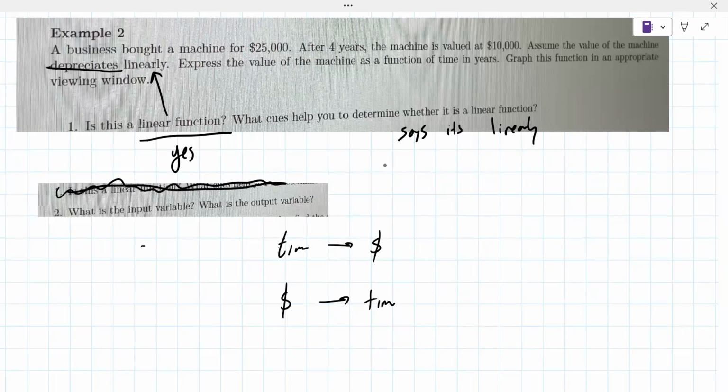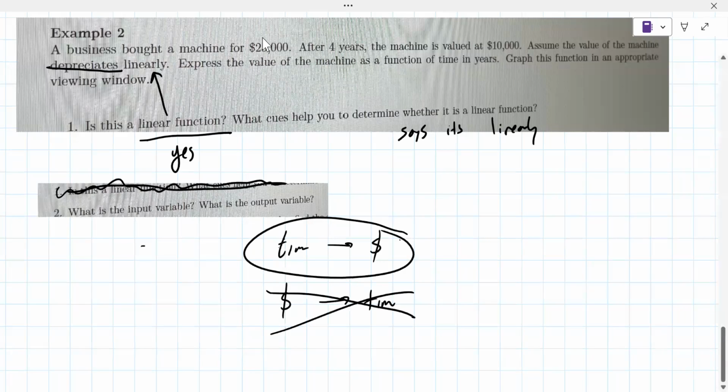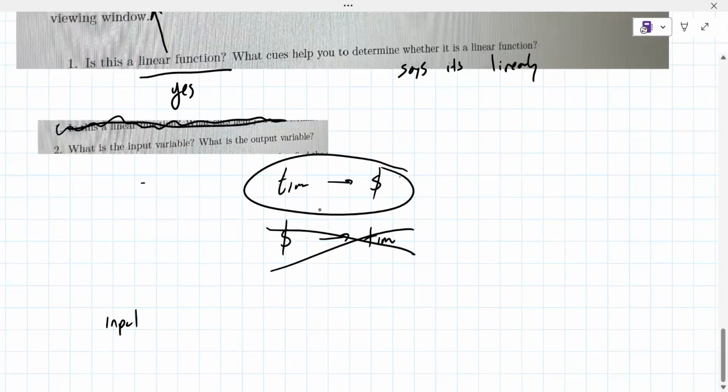What do you think? Time causes money. So if it depreciates, I would say time causes money. That's right. And I'm only writing them both just to show you there's only two options. If you already know it, you just write it down. But it's good to think of what causes the other. So the input is time, how much time has passed, and the output is money, or the new value of it.